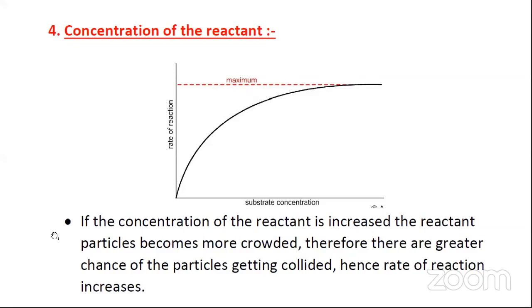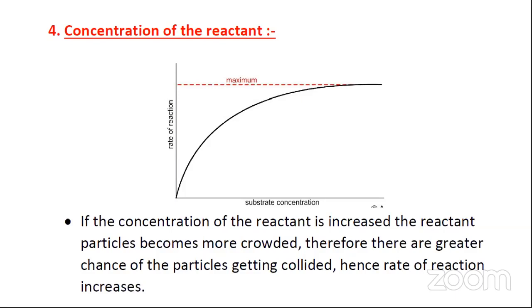If the concentration of reactant is increased, the reactant particles become more crowded. Therefore, there is a greater chance of particles colliding. Hence, the rate of reaction increases. Why does the rate of reaction increase with increase in concentration? Because when concentration of reactant increases, the reactant particles become more and more crowded in a small place. Due to this, there are a greater number of particle collisions. Hence, the rate of reaction also increases.